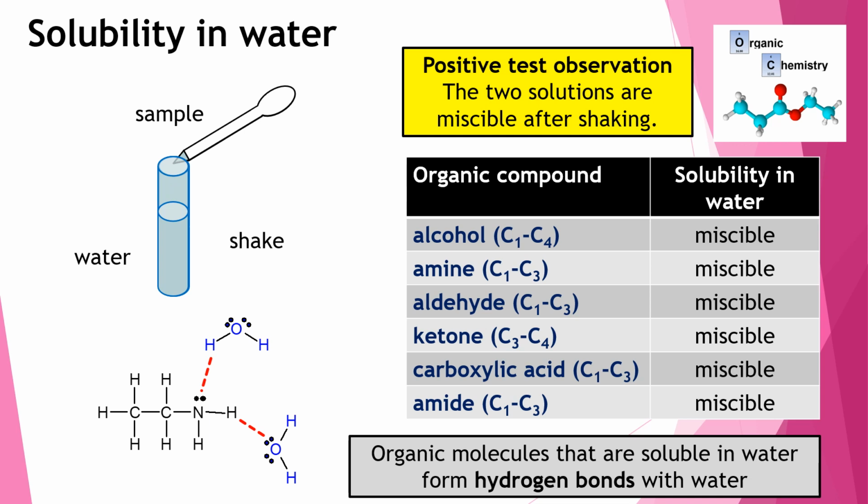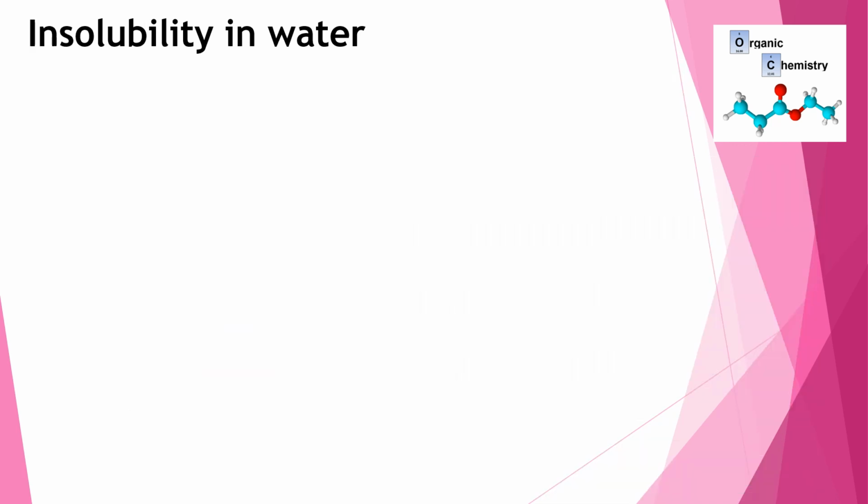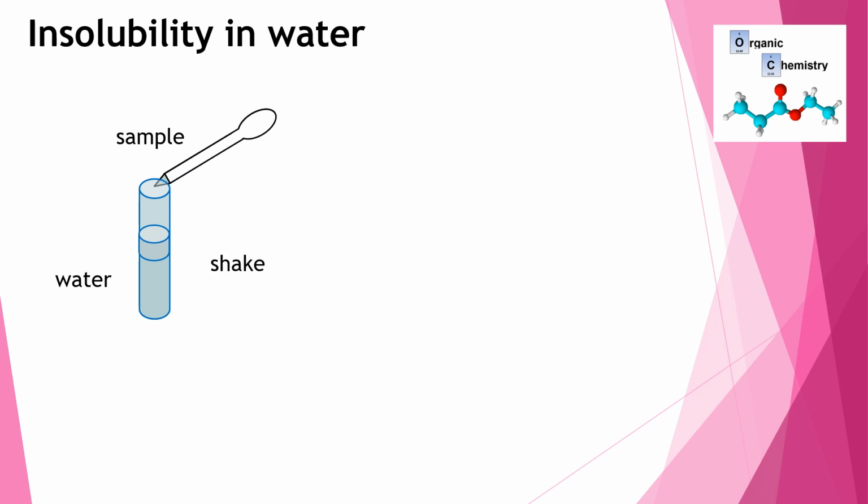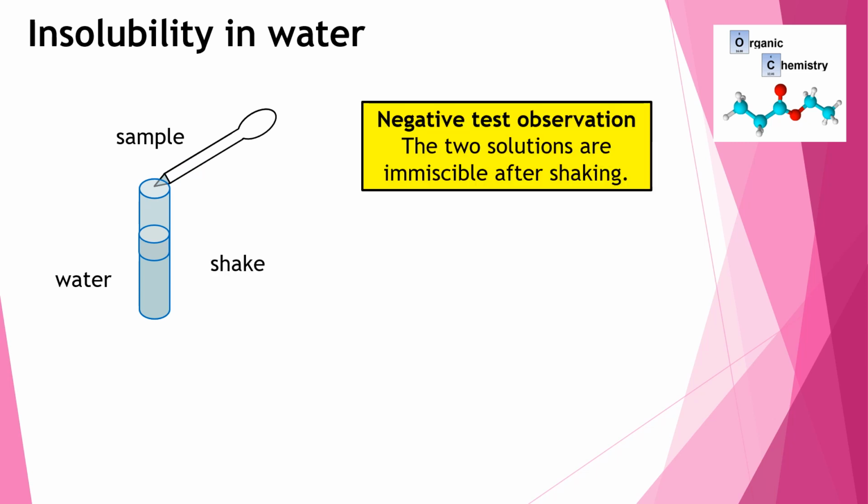Organic molecules that are soluble in water form hydrogen bonds with water. Okay, so when we carry out this test, we get a whole bunch of organic molecules that are insoluble in water. Same thing, we take the water, we put in the sample, get the two layers, we shake, and we still get the two layers. They are immiscible. That means they're not able to mix anymore. They can't mix because they don't have the hydrogen bonds.